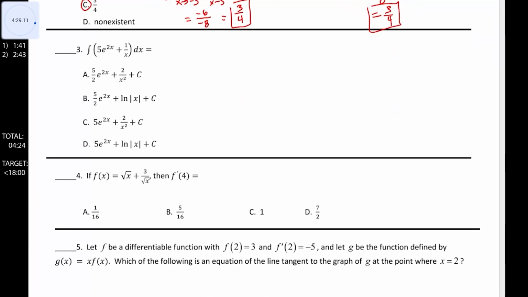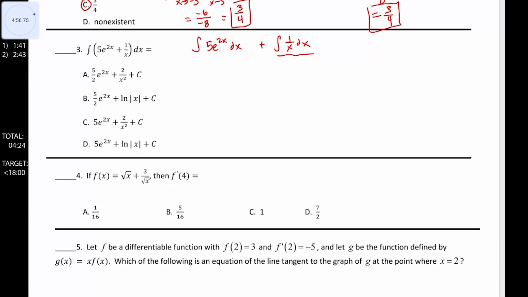For number 3, I'm trying to find the integral of this expression. Now, you can find the integrals of each one of these terms separately. In other words, you can find the integral of 5e to the 2x dx and the integral of 1 over x dx and add those together. Now, the integral of 1 over x dx, that's one that you should know: it is the natural log of the absolute value of x. So there's not really a whole lot of work to do there.